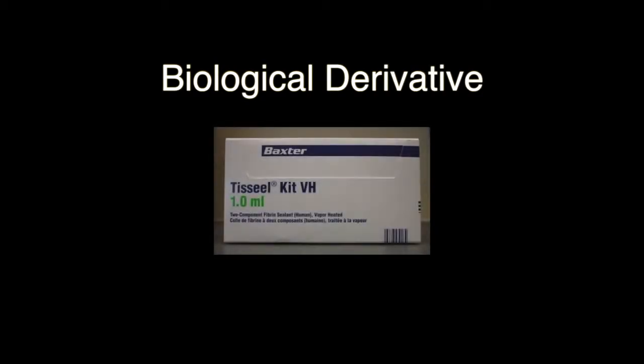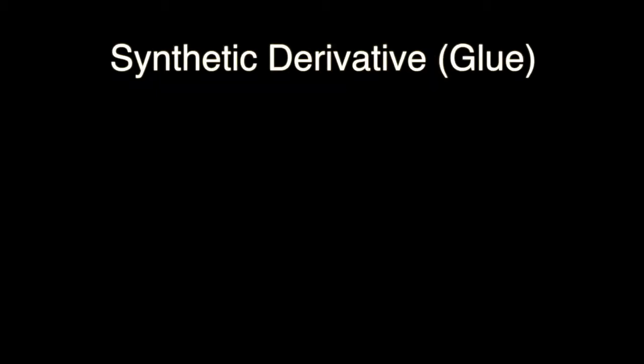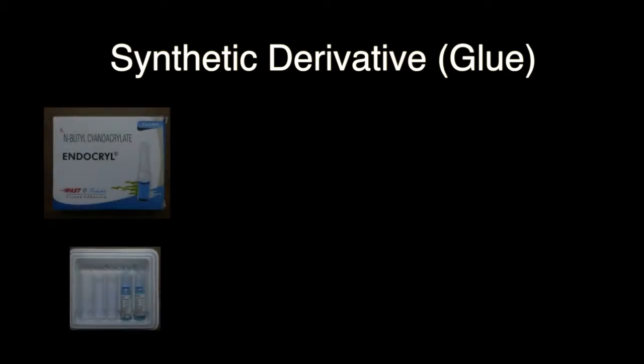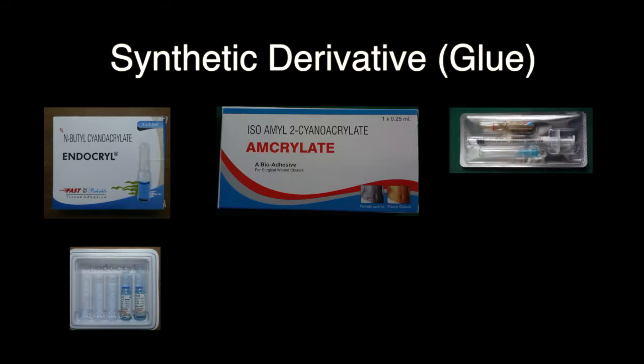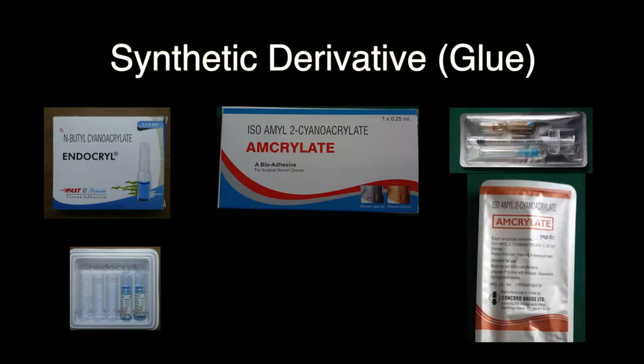Tissue adhesives from biological derivatives like the fibrin glue are not preferred here due to low tensile strength. On the other hand, synthetic tissue adhesives, or glues as they are commonly called, give good tensile strength and are extremely good at restoring the tectonic stability of the globe. The most common synthetic adhesive used is the cyanoacrylate glue.